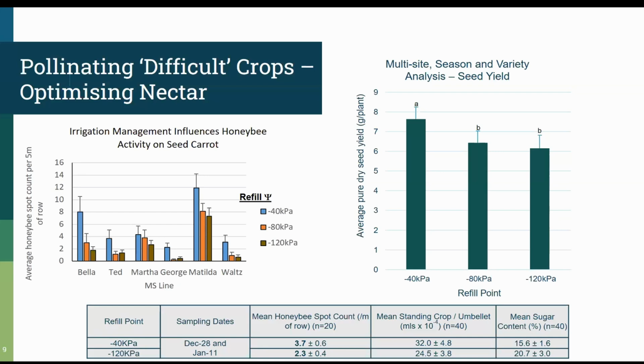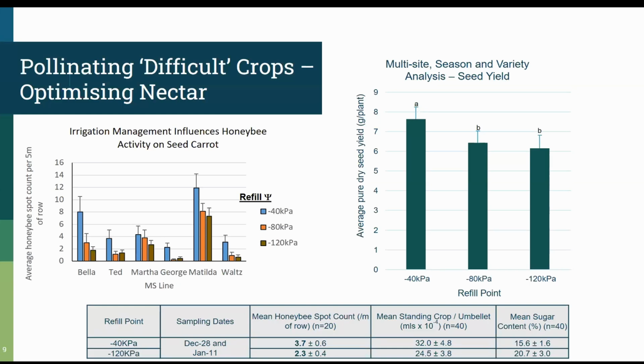This is just a data set looking at how we can irrigate carrots to improve nectar production, which has a direct flow on to honeybee activity foraging on the crop and has a direct flow on, as you can see in the graph on the top right there, to seed yield. So the lower refill point, which basically means not allowing the crop to dry out as much before we re-irrigate, of minus 40 kPa, we can see that the seed yield there is substantially higher than if we use a more traditional refill point of 120 kPa.